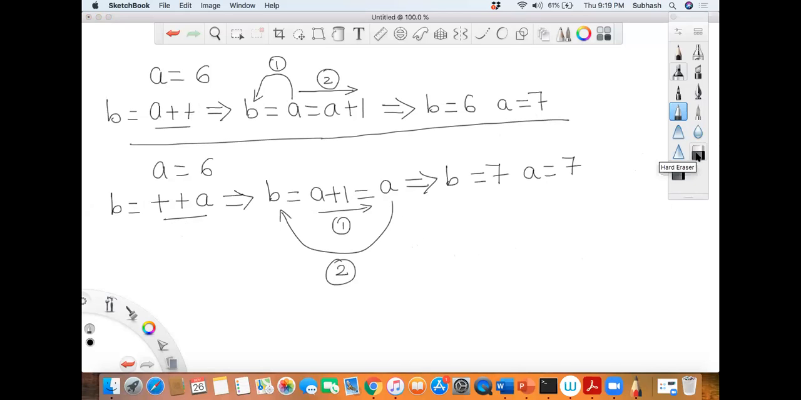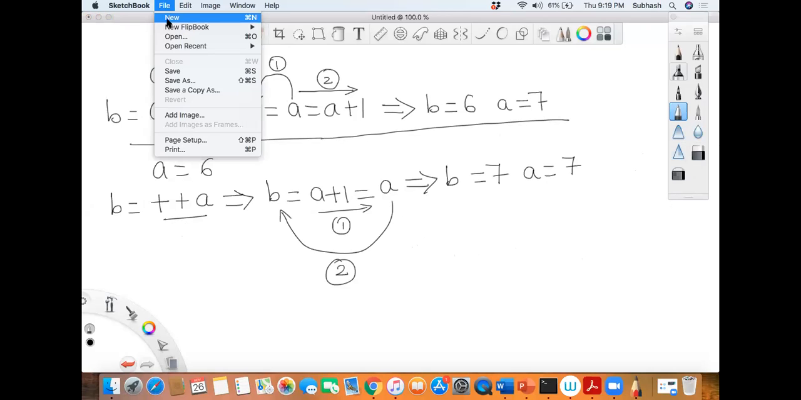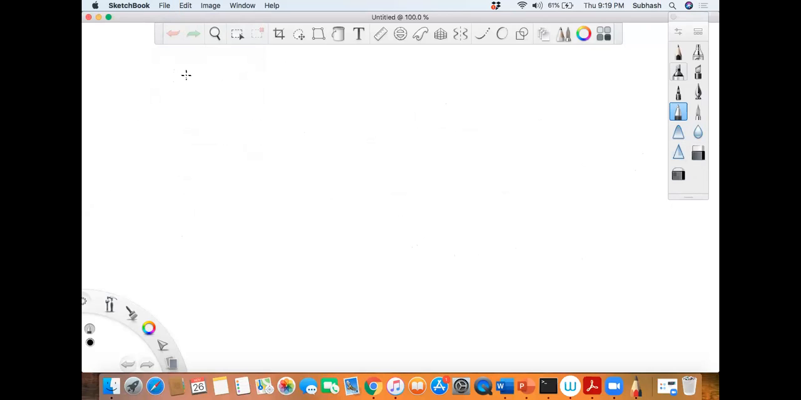Okay, sir. So first, forget about everything. Let us just focus on this. Let me write it once again. When you say A is equal to 6 and A plus plus, is that okay? Yes, sir. When you say A plus plus, this is equivalent to writing A is equal to A plus 1. This is the meaning of it. It means increment the value of A by 1. That is the meaning of A plus plus. Is that okay, Sahil? Yes, sir.